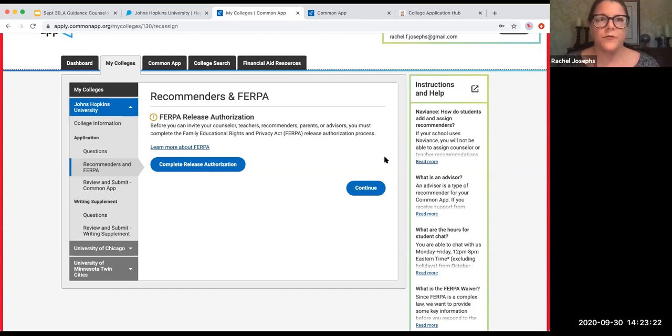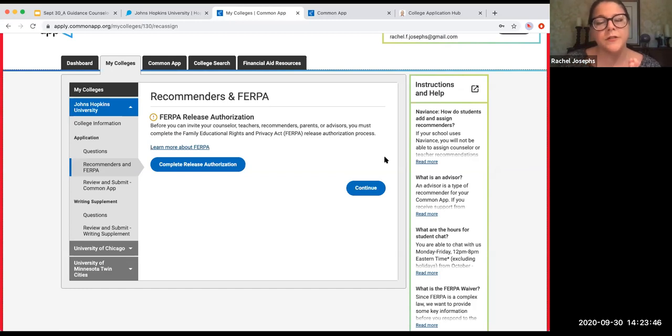Why do you want to waive this right? Really, it's because when you waive your right to see the confidential letters of recommendation, that signals to the university that you're trusting your recommenders, and your recommenders are able to write freely. They're able to write in an authentic and true sense about you as an applicant. They are not feeling pressure because they think that you might see this letter in the future.